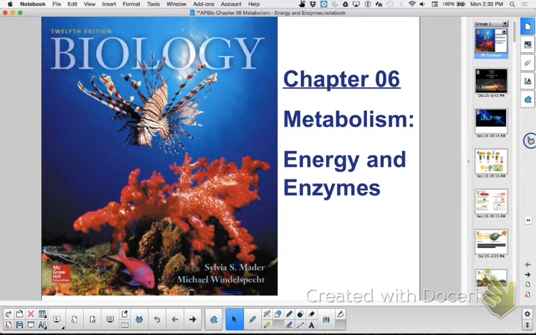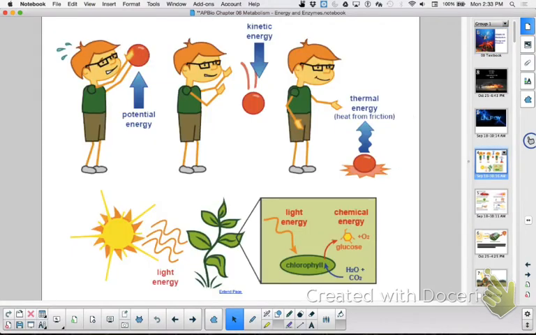We are here for a review over Chapter 6, Metabolism, Energy, and Enzymes. So the first thing I would want to know is make sure you have an idea about kinetic energy as energy of movement, and there's thermal energy, so all different types of energy.